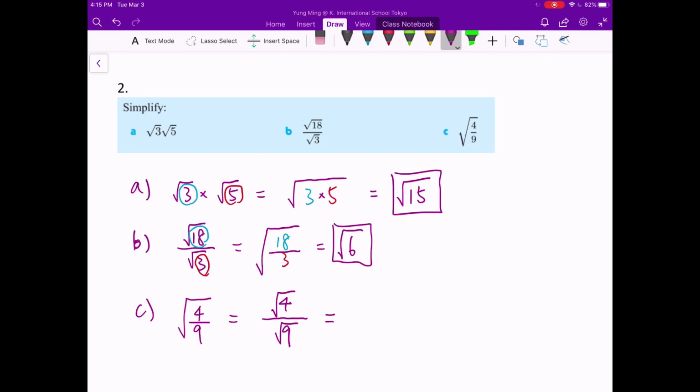Hey, we actually realize we have square root 4 being 2. So this is actually 2 over here. And then the square root 9 over here is just 3. The answer is just 2 over 3.